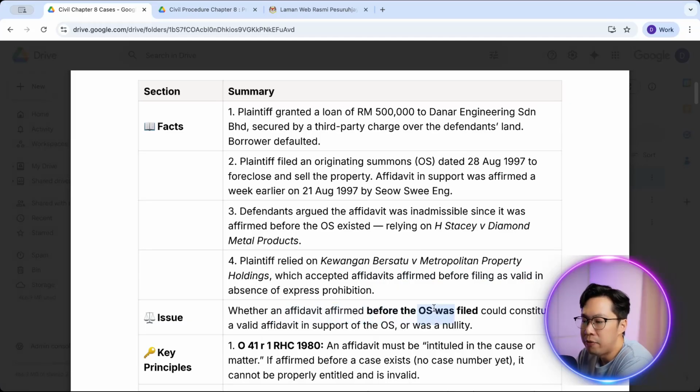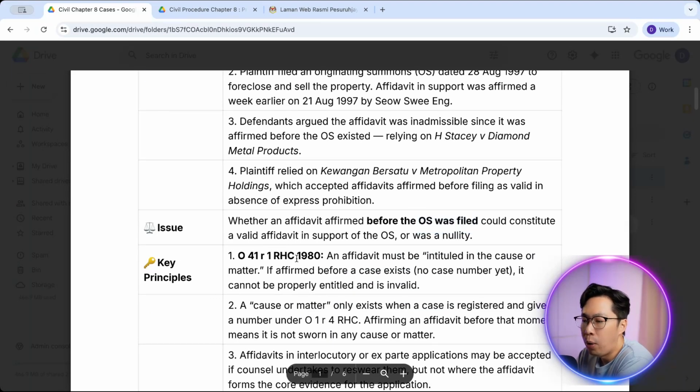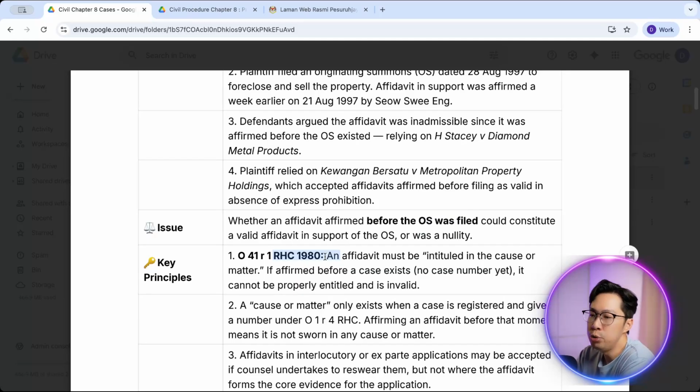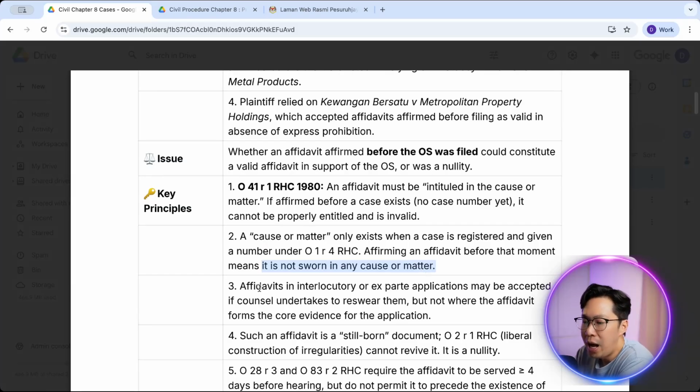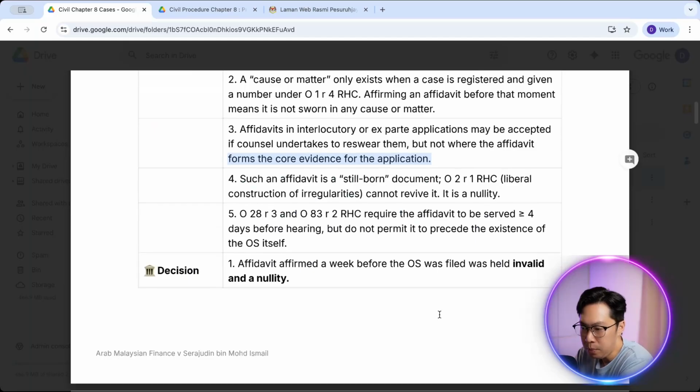The question was whether an affidavit affirmed before the OS was filed could constitute a valid one under Order 41. So this is again the old Rules of the High Court 1980. After that, now you have the Rules of Court 2012. An affidavit must be in the cause or matter. If affirmed before a case, it cannot be properly entitled, so it is invalid. A cause or matter only exists when a case is registered and given a number. Affirming an affidavit before means it is not sworn. An affidavit in an interlocutory or ex parte application may be accepted if counsel undertakes to re-swear it, but not where the affidavit forms the core evidence. Such an affidavit is stillborn, meaning you don't have anything to attach to. You cannot revive it. It's a nullity. You can use the word nullity.